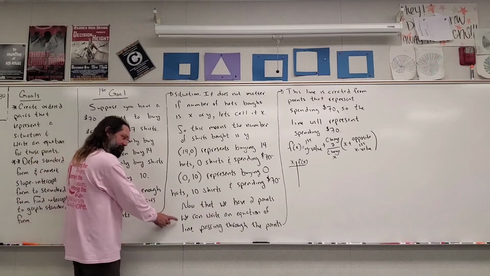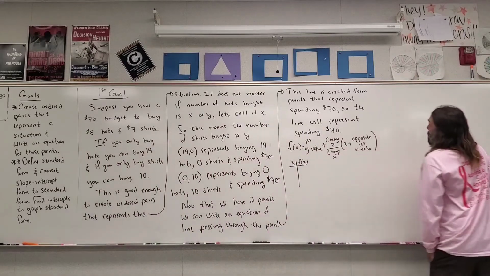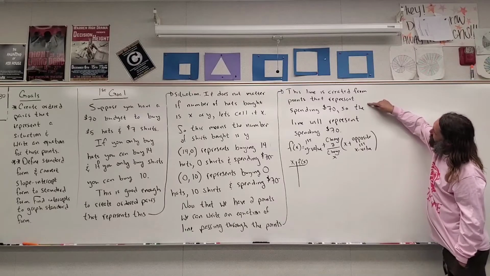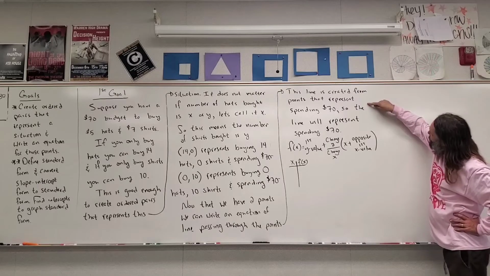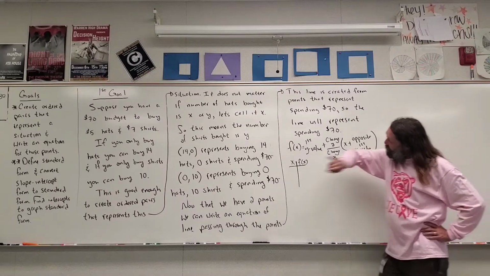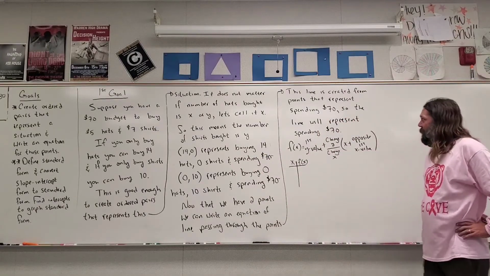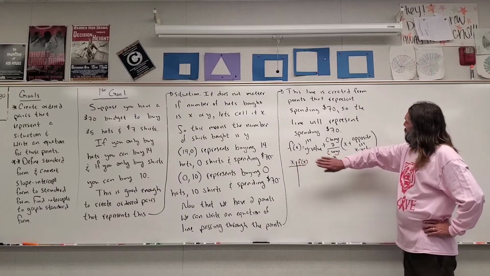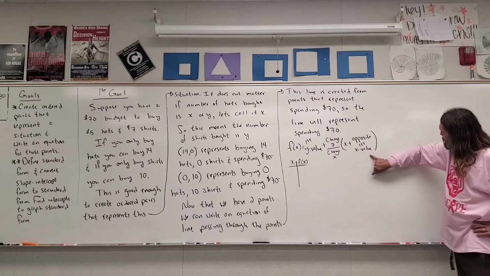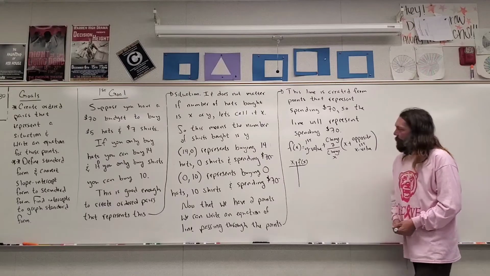Now that we have 2 points, we can write an equation of the line passing through the points. This line is created from points that represent spending $70. So the line will represent spending $70. Okay, so the points represent spending $70, then the line that we create must represent spending $70. So remember, we have a formula, f of x equals the first y value plus the change in y over the change in x, and then parentheses x plus the opposite of the first x value. We've also called this slope, but we're using this version for this lesson.